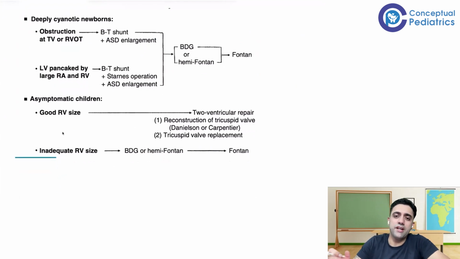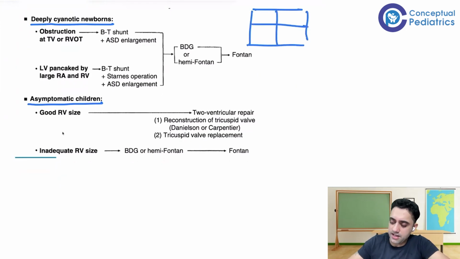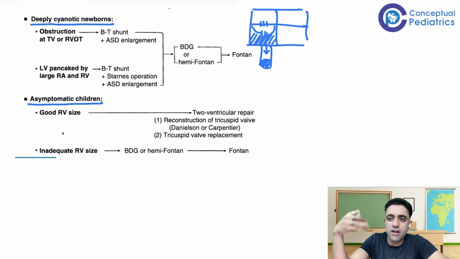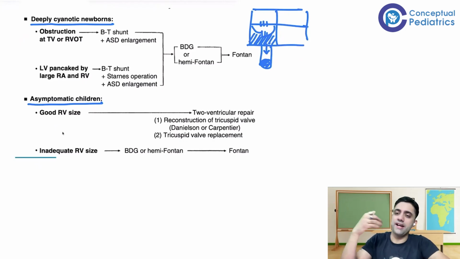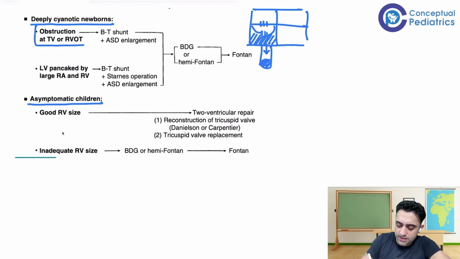This is the picture. In Ebstein anomaly, the treatment depends on whether the baby is deeply cyanotic or an asymptomatic child. Deeply cyanotic means there is pulmonary stenosis. I told you, there is a downward displacement of the tricuspid valve, so the right ventricle does not have enough pressure to push the blood into the pulmonary artery. Eventually, it will develop pulmonary stenosis, oligemia, or right ventricular outflow tract obstruction. Yes or no? So there is an obstruction at the tricuspid valve.